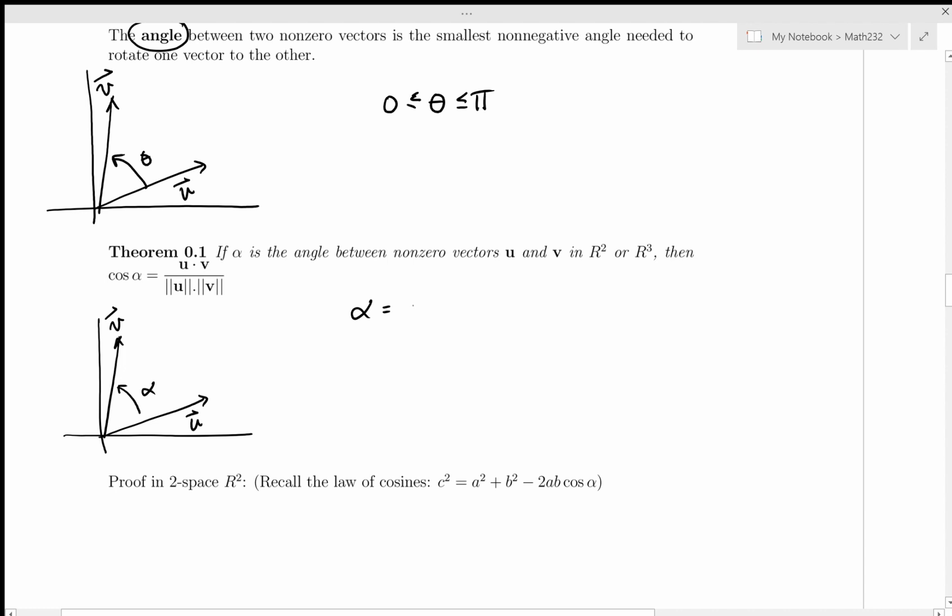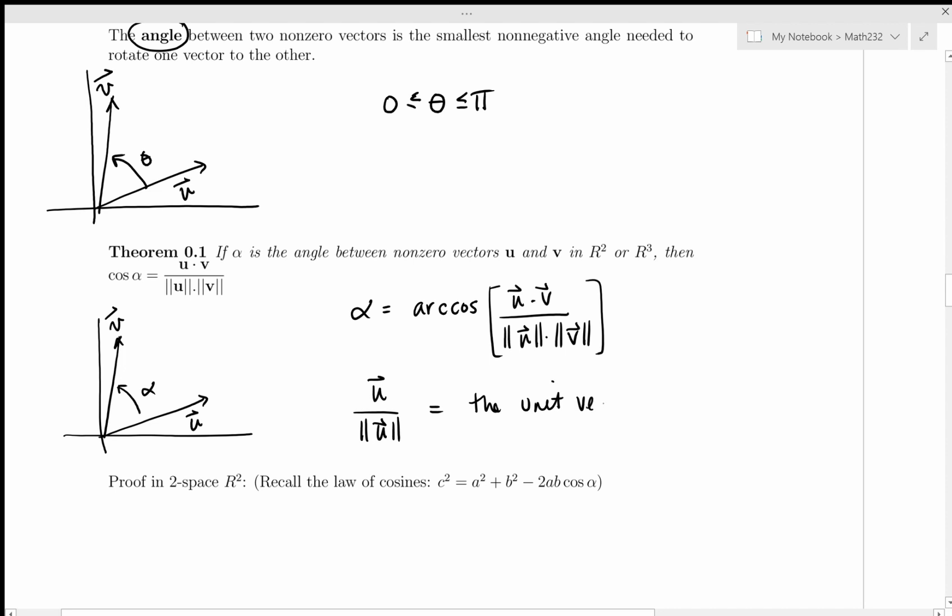The angle between those two vectors is the arc cos of u dot v divided by the norm of u multiplied by the norm of v. We're going to prove this in a sec. I just want to point one thing out when we're looking at this. Notice this right here, that is the unit vector parallel to u.